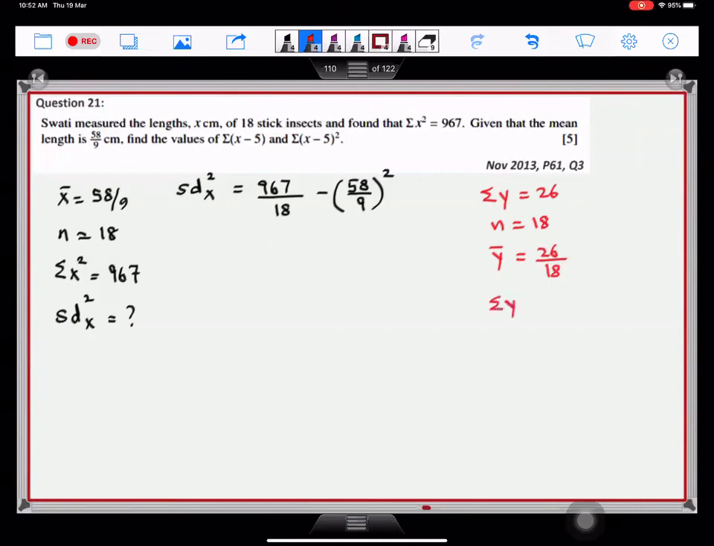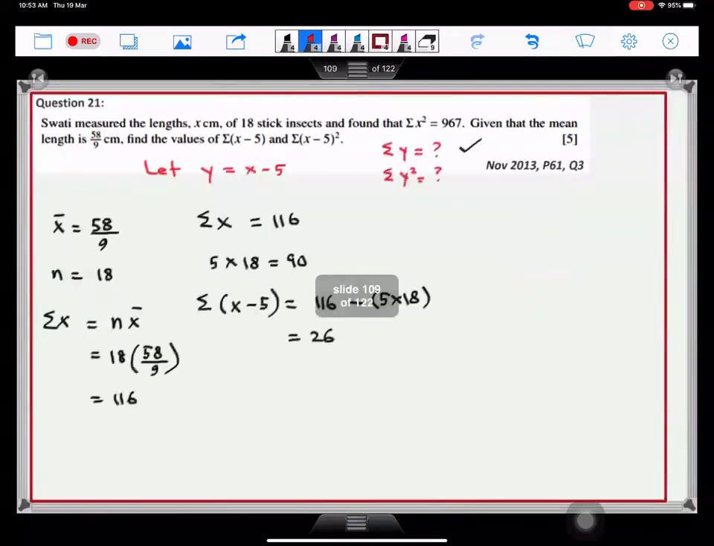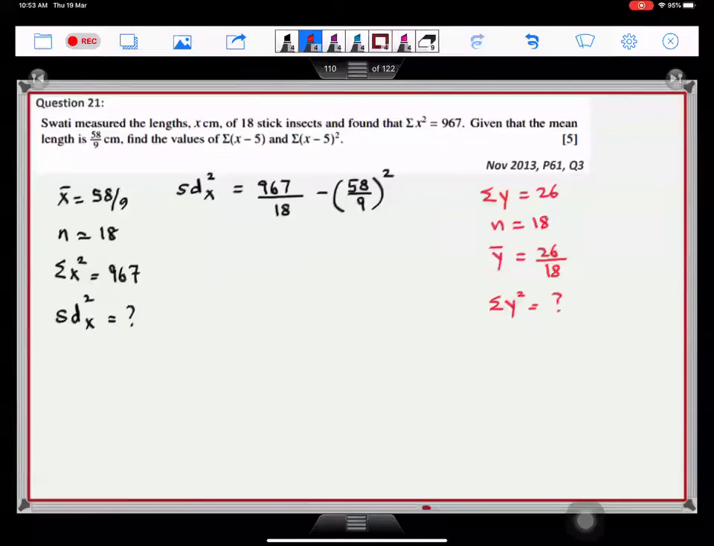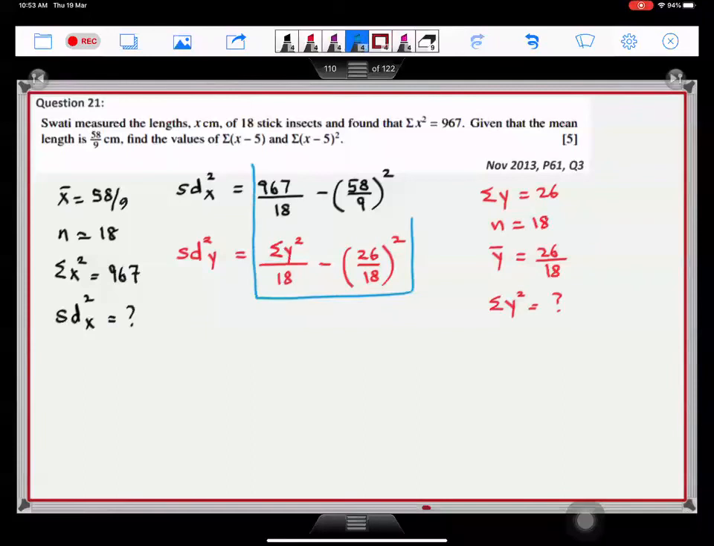What else do I have? Do I have sigma y square? I think we just calculated it. Sigma y square, that's what we are going to calculate. That is unknown. Can I make a formula for standard deviation of y? Yes, standard deviation or variance of y, that is sigma y square over 18 minus 26 over 18 square. Don't we know the fact that standard deviation of x is the same thing as standard deviation of y? Yes. So therefore, these two are equal.